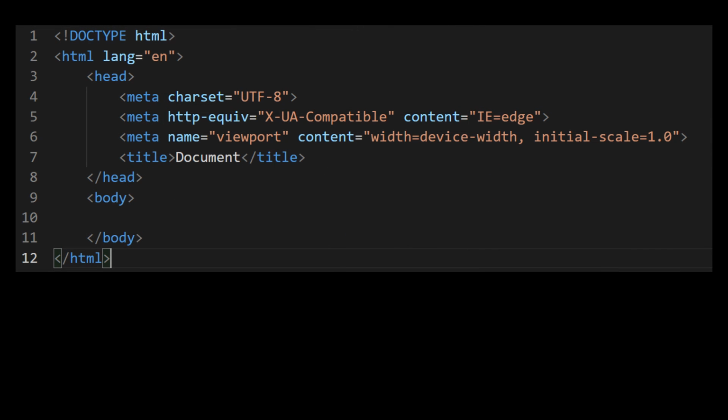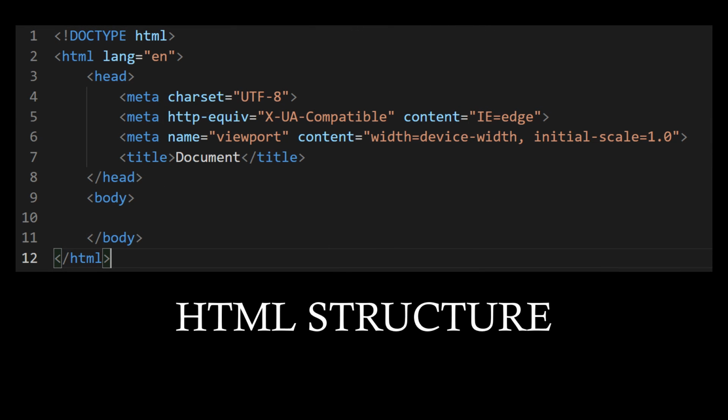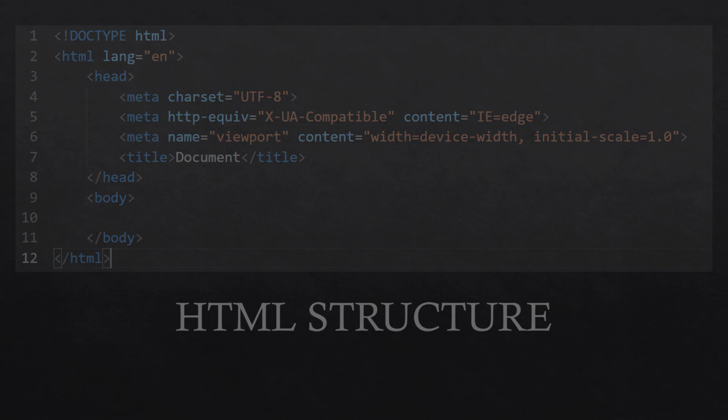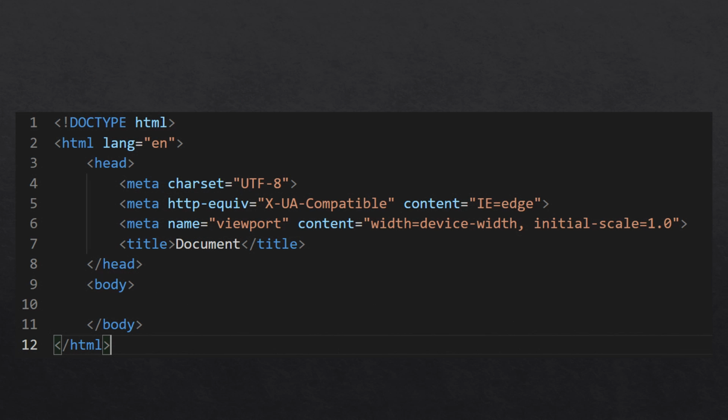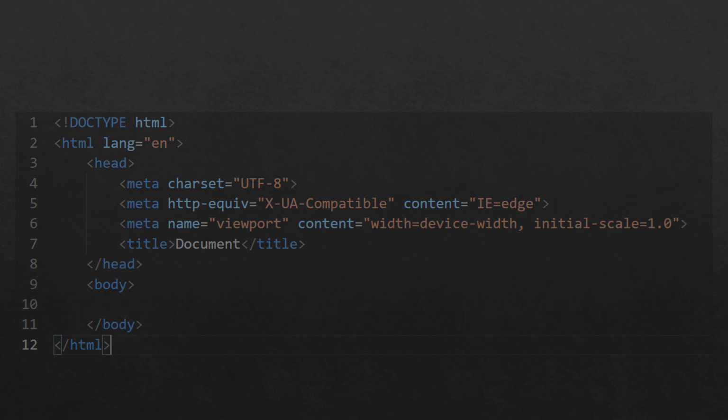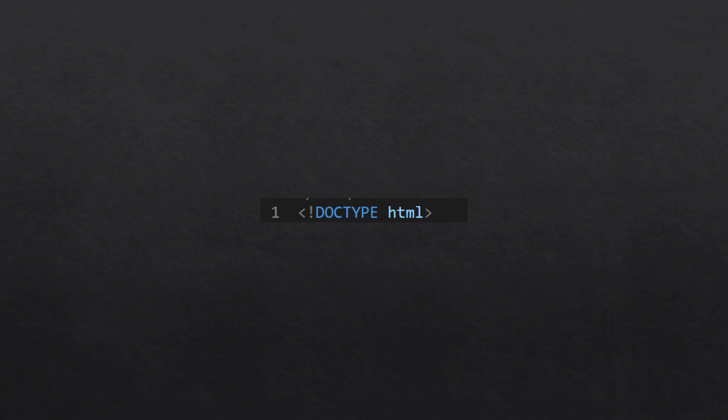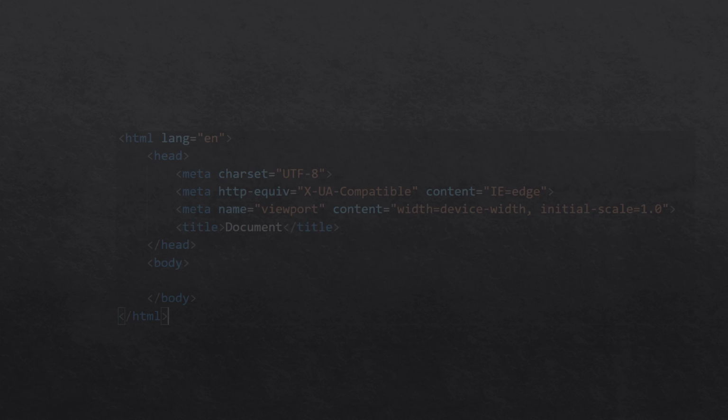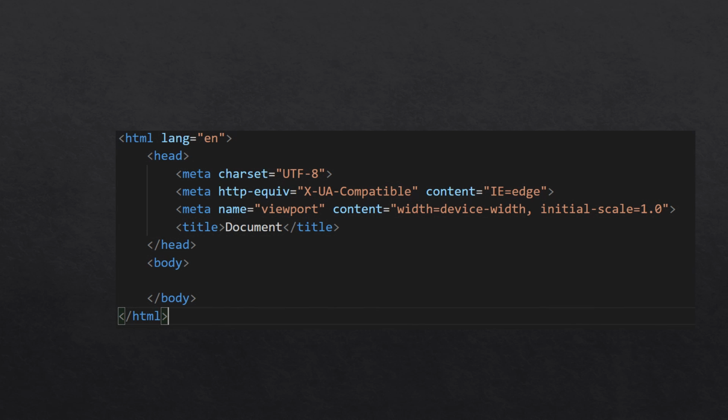Next, let's talk a bit about the HTML structure. As you can see here, there are several elements. The first is the doc type element. This element tells the web browser that the following code is written in HTML. The next tag is the HTML tag. Notice the opening tag at the top and the closing tag at the bottom. Inside these tags are three other tags.